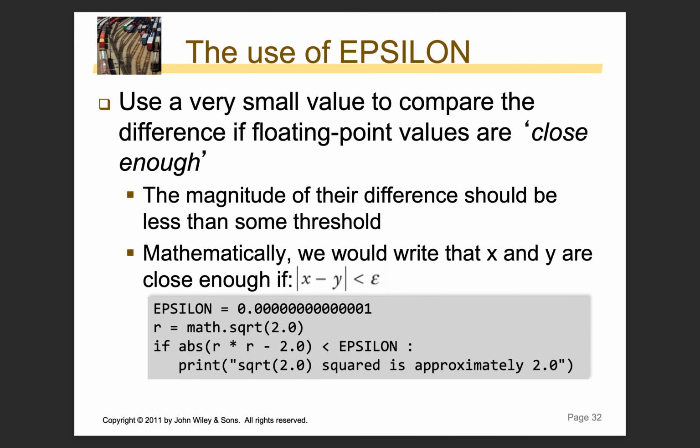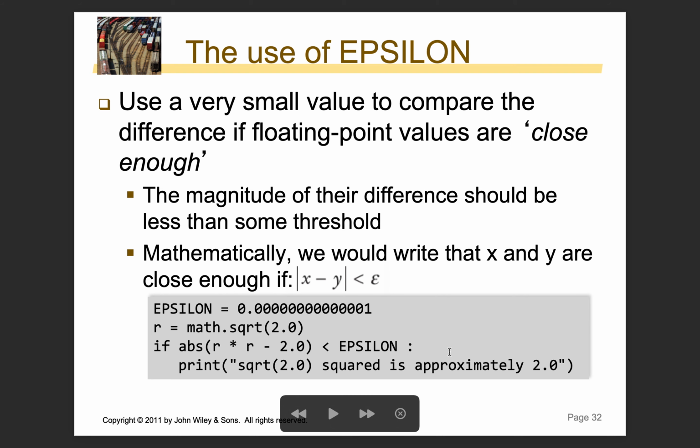So instead, we use something called epsilon. So we use a very small value to compare the difference to check if floating point values are close enough together. Not if they're exactly the same, but if they're pretty close together. The magnitude of their difference should be less than some threshold. Mathematically, we would write that as the absolute value of x minus y is less than epsilon. Okay, so a very, very small number, and checking that they're close enough together.